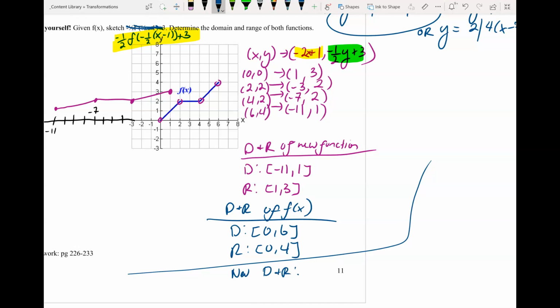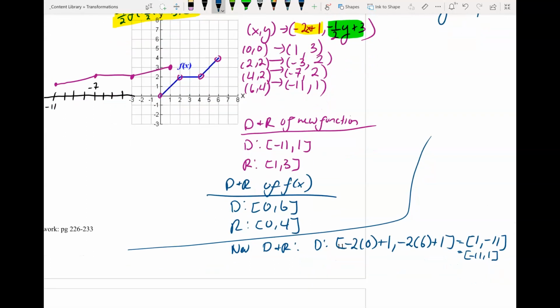So just on the side here, if you want to calculate your new domain and range, you can just take the transformed x and apply it to both bounds of your domain. So this would be -2 times 0 plus 1, -2 times 6 plus 1. Then your domain is going to be 1, -11. But of course the order matters, so you're going to switch this to -11 to 1, and that's how you got your new domain.